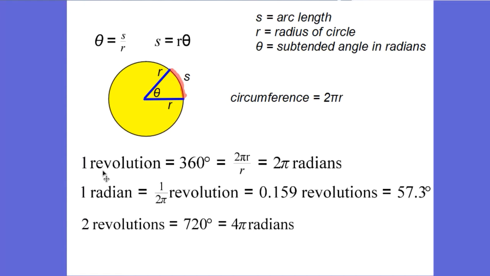Also, let's remember, one time around the circle is 360 degrees, or 2 pi radians. From that, we can figure out that 1 radian is 1 over 2 pi revolutions, or 0.159 revolutions, which is 57.3 degrees. And if you keep going around the circle more than once, you just keep adding up the radians, just like you add up the degrees. So 2 revolutions would be twice around, or 2 times 360, 720 degrees, or 2 times 2 pi radians, 4 pi radians going around the circle twice.